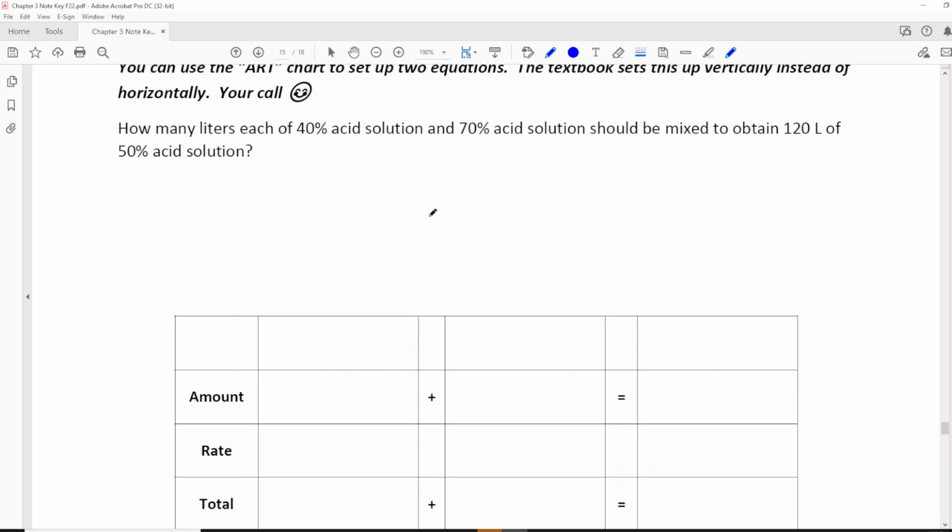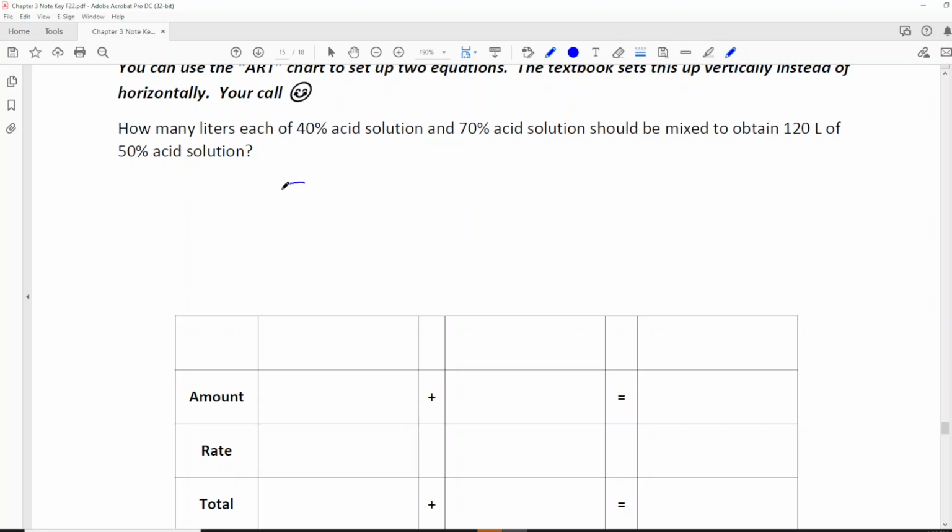So let's start off by reading the problem. It says, how many liters of each 40% acid solution and 70% acid solution should be mixed to obtain 120 liters of a 50% acid solution? So right away you can tell why these are called mixture problems: you're mixing two things together, like physically mixing, like they will go together.